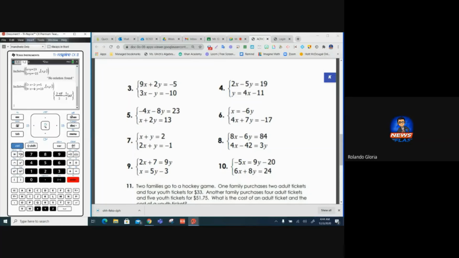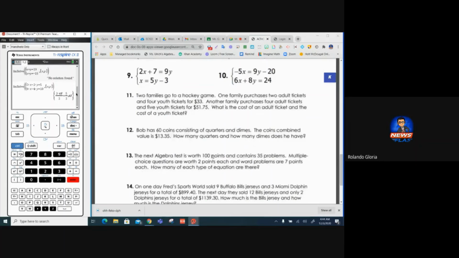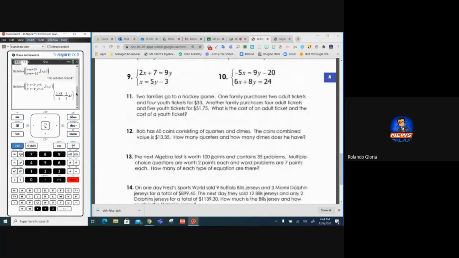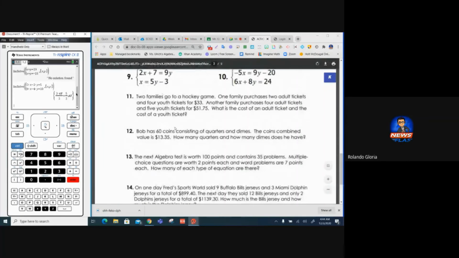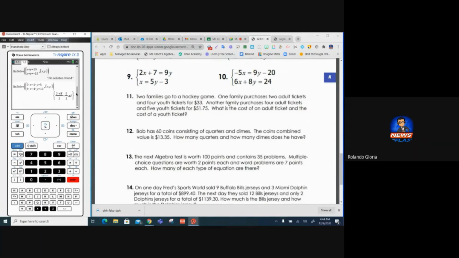Okay, all right. Let's see one problem here. Let's say number 11. Two families go to a hockey game. One family purchased 2 adult tickets and 4 youth tickets for $33. Another family purchases 4 adult tickets and 5 youth tickets for $51.75. What is the cost of an adult ticket and the cost of a youth ticket?